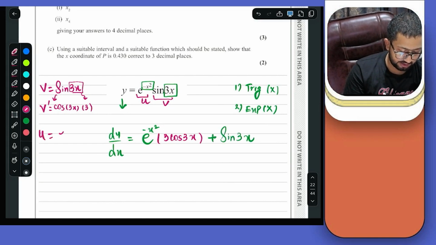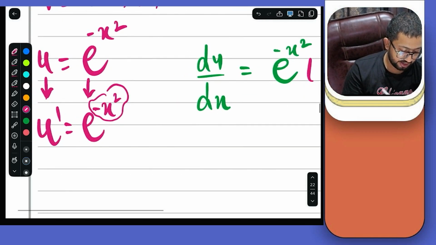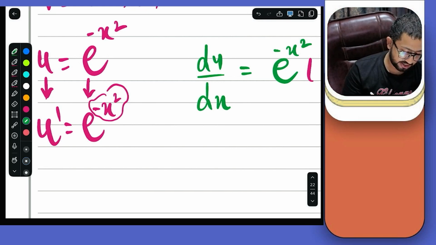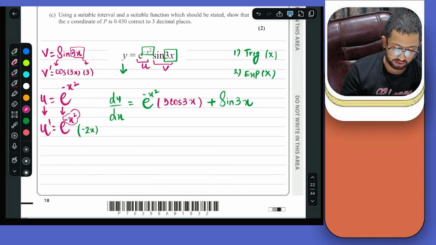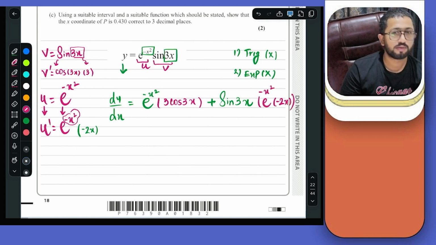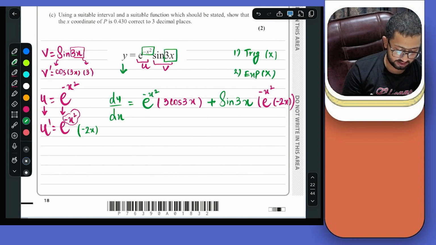And u is actually e raised to the power minus x squared. How to take the derivative of u? First you write it as it is, then take the derivative of the exponential power. The derivative of minus x squared will be minus 2x. Perfect. So that will be e raised to the power minus x squared into minus 2x.